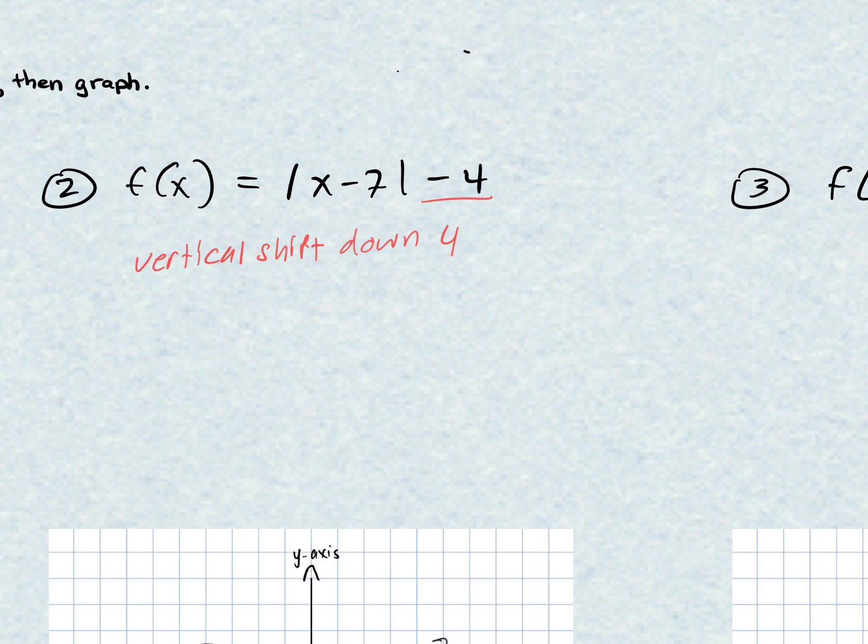We also have a -7 on the inside. Remember, when it's on the inside of your function, I know we typically say parentheses, but treat your absolute value like a parentheses. So you're going to have something being added or subtracted on the inside. This is a horizontal shift. And since it's -7, it does the opposite of what we think it's going to do, so it's going to be to the right 7 units.